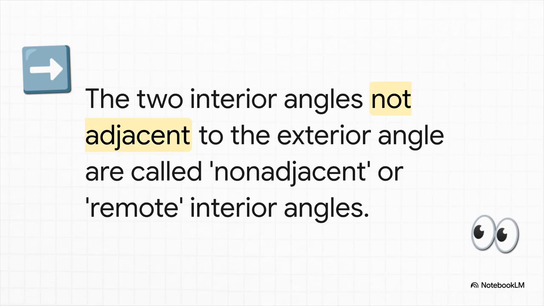Okay, let's zoom back in on just one exterior angle, the one at vertex C in this diagram. Now look inside the triangle at the other 2 angles, the ones at A and B. They're not touching our exterior angle, right? They're the ones furthest away. Because of that, we have a special name for them. They're called the non-adjacent or remote interior angles.